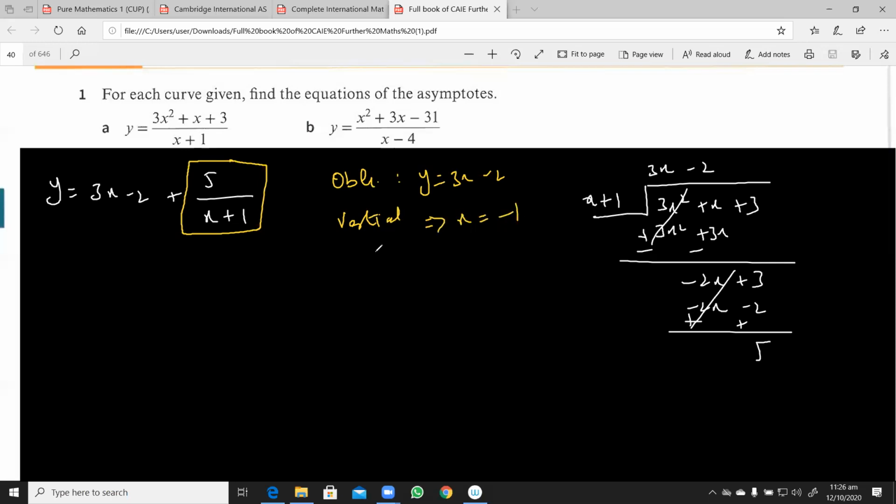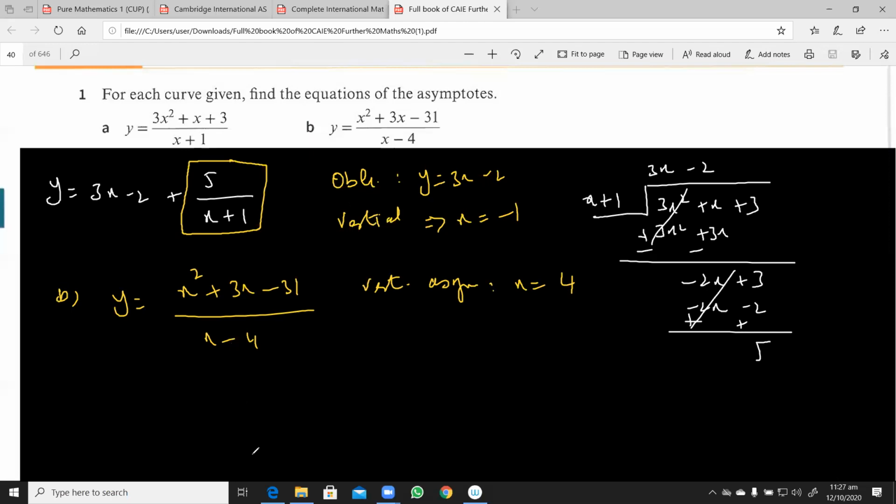Okay, I'll be sketching some upcoming questions. Let's just stick to the methods where we're learning how to find the oblique asymptotes and any other asymptotes. So we had two asymptotes over here. Now please try this b part where you have y is equal to x squared plus 3x minus 31 over x minus 4. I know that the vertical asymptote is going to be x equal to 4. Now please help me to find the corresponding oblique asymptote. Please find that.